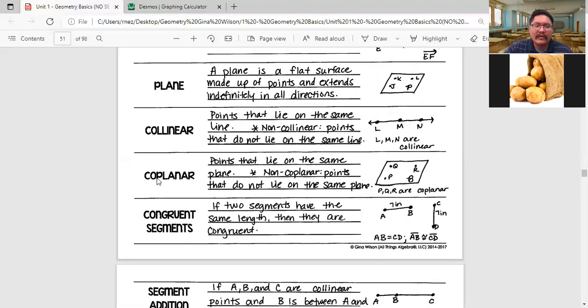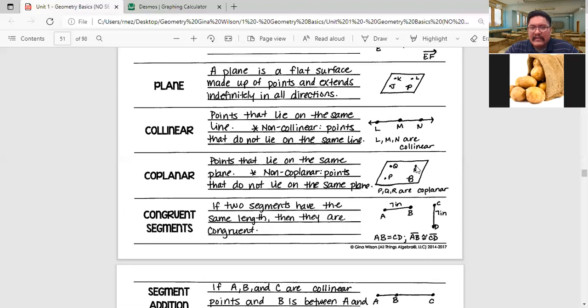And here's that word co again: coplanar. Points that lie on the same plane. So here I have a plane, so Q and P would be coplanar, Q and R would be coplanar, P and R, or all three of them would be coplanar. Now here we have plane B, is what it looks like it's trying to write.